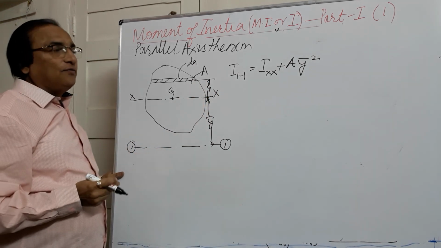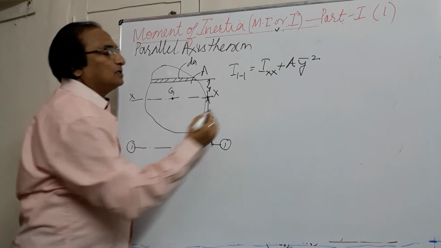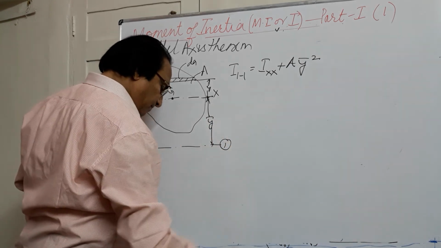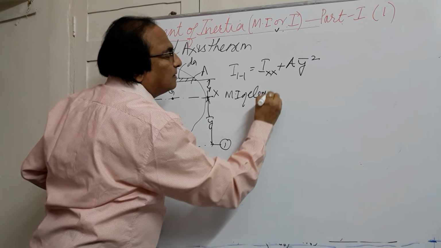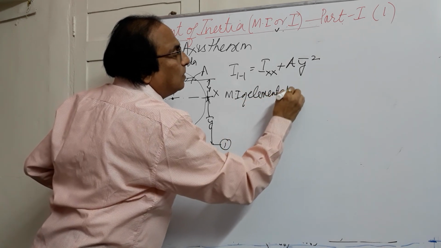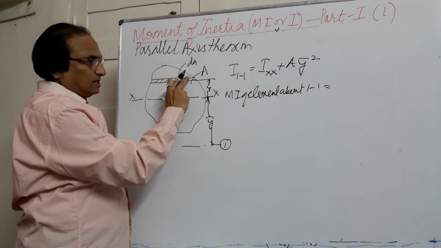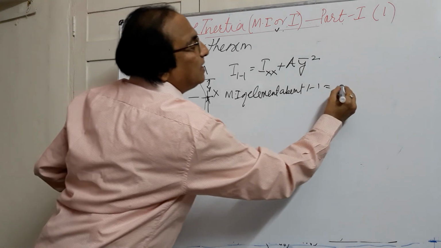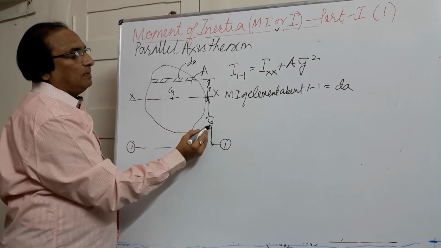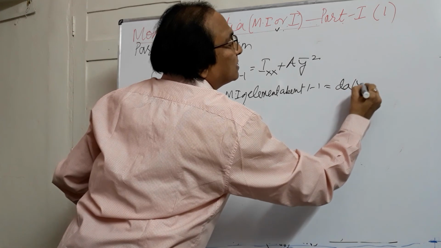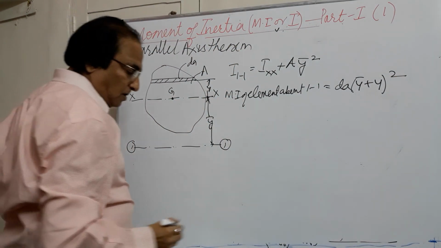Y from the centroid. We know moment of inertia is nothing but area into square of the distance. Suppose I take the moment of inertia of this element about 1. What is moment of inertia? Area into square of the distance. What is the distance from 1? It will be y bar plus y, so this is y bar plus y whole square. So this is for one element.